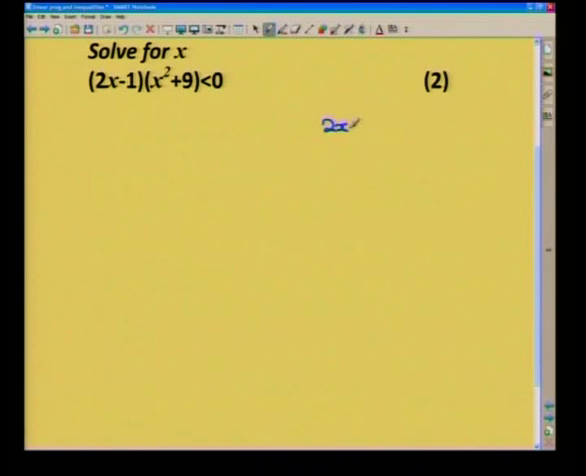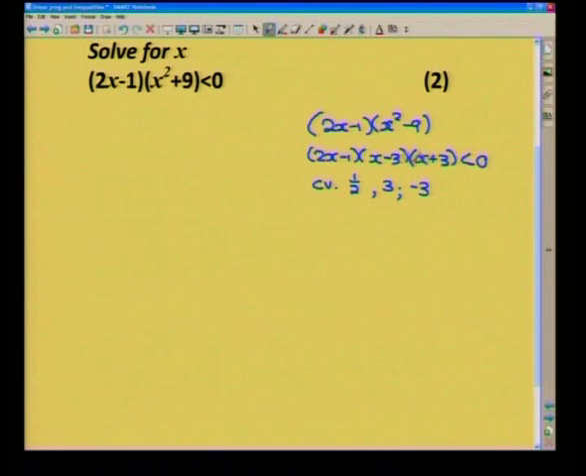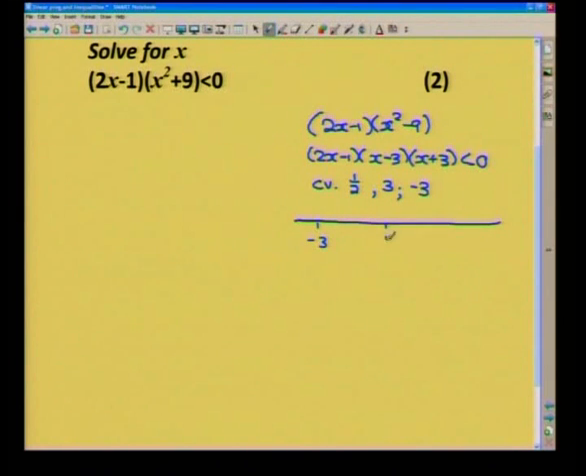If it had been 2x minus 1 times x squared minus 9, well, then you would have carried on. You would have gone 2x minus 1, x minus 3, x plus 3, smaller than 0. And if that had been the case, you would have then had 3 critical values. You would have had a half, 3, and minus 3. Would that have made a difference in your life? The answer is no. All it means is you have to test more often. But really, the number line would go in just like before. There would be the -3, the half, and the 3, and we would test.